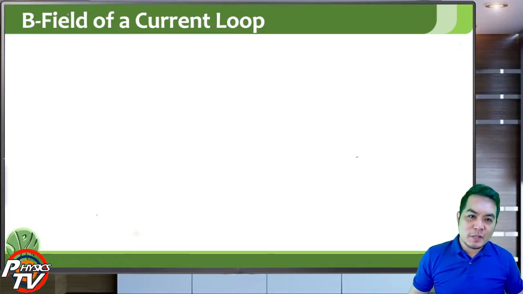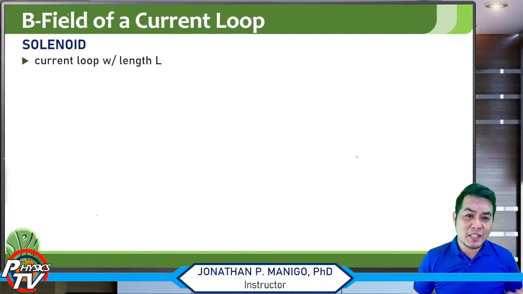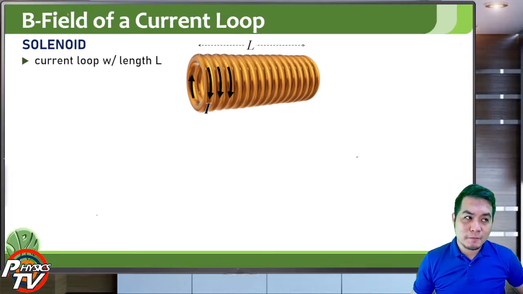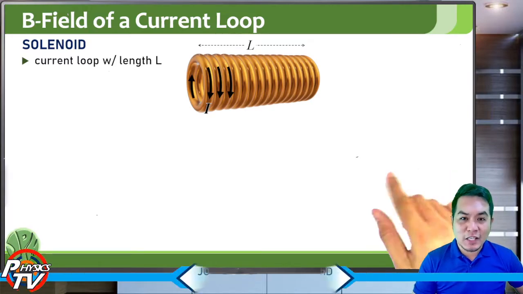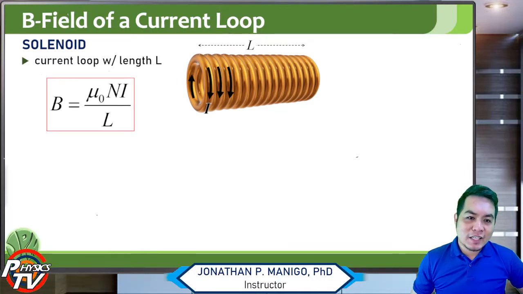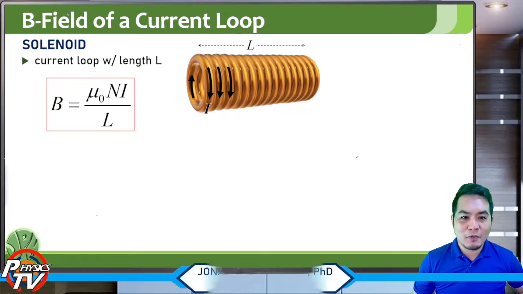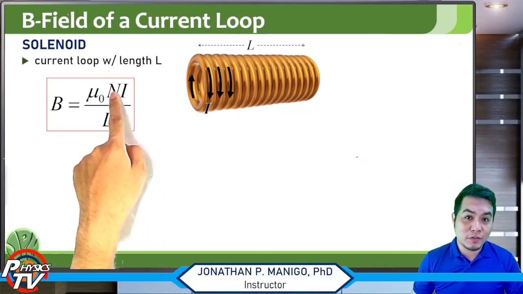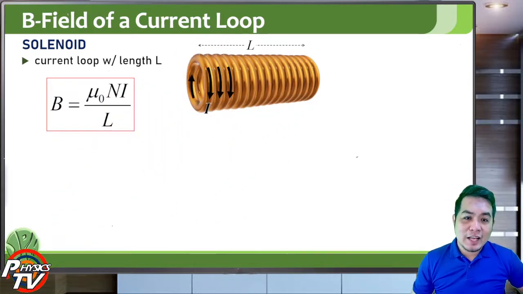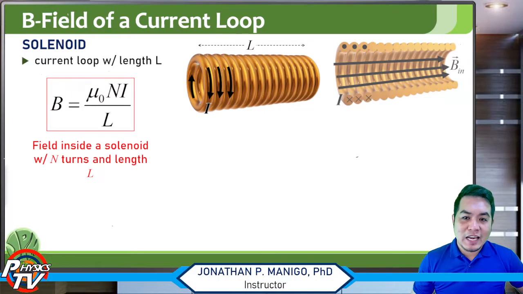Let's also consider a special kind of current loop called a solenoid. A solenoid is basically just a current loop with length L. You may have seen a solenoid before. It's basically a coil of wire with a certain length L. In this case, the magnetic field of a solenoid is just mu naught N I over L, where again N is the number of turns. How many turns does your solenoid have? And L is the length of the solenoid. So this is the field inside the solenoid with N turns and length L.